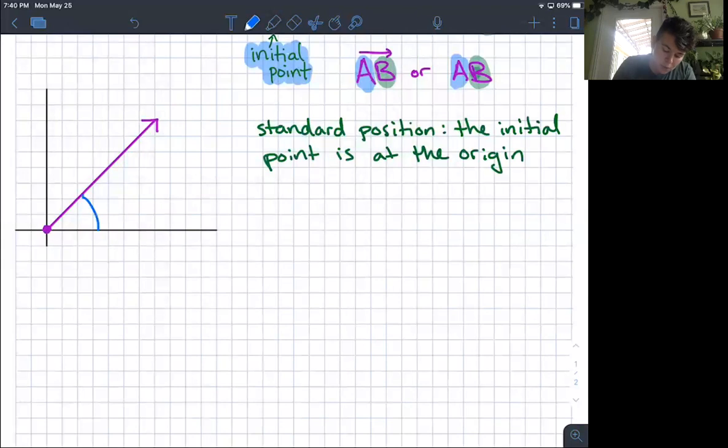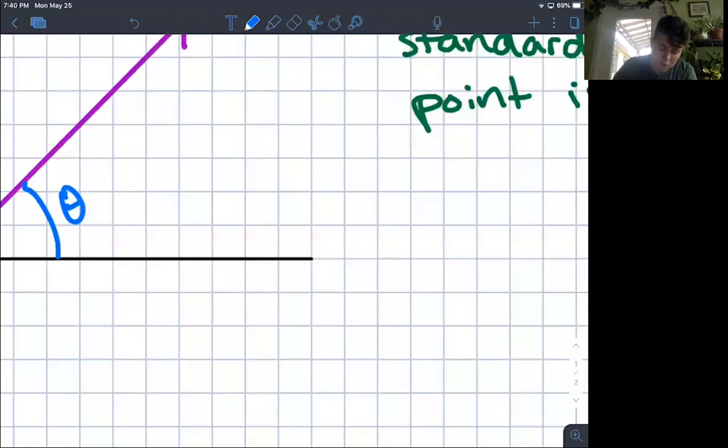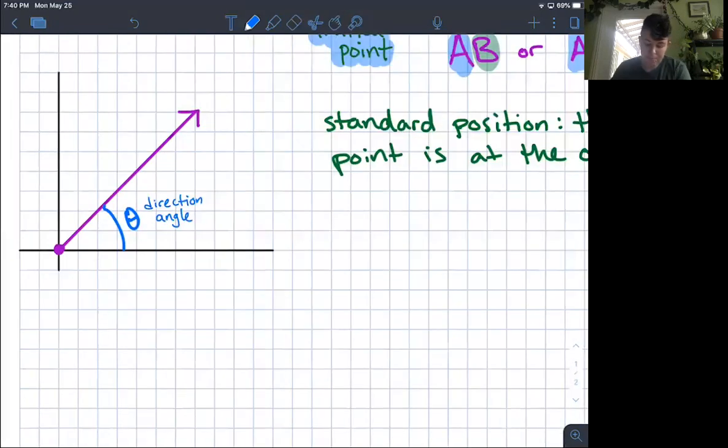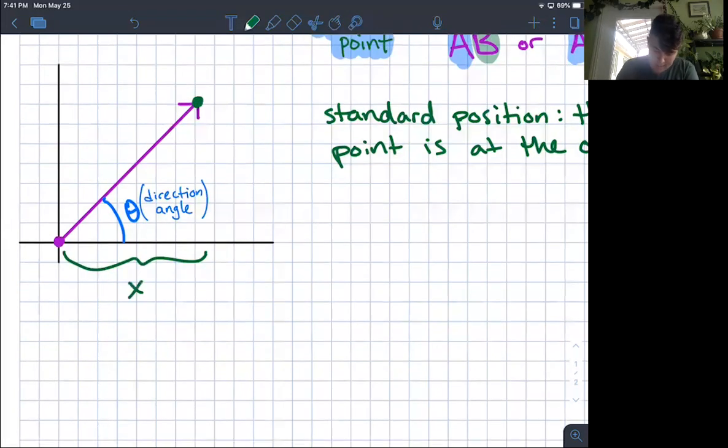So in standard position, you will have the angle theta, which we call the direction angle. And what you'll have here, y'all, is the ordered pair at the terminal point. So right there where it ends, you're going to have an ordered pair. Say this length right here was x, and this length right here was y, then the ordered pair right there is going to be (x, y), right?